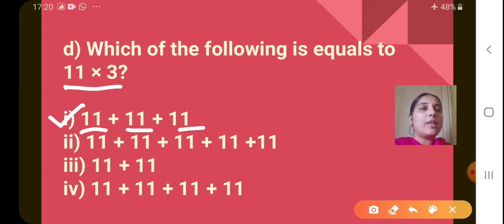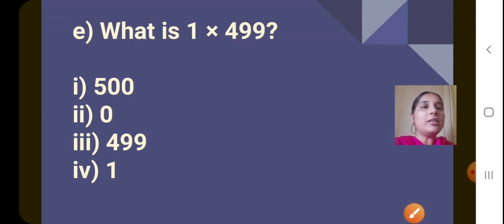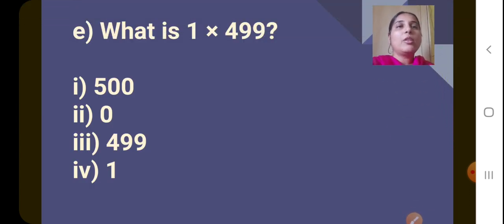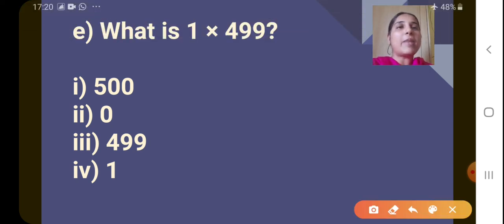Okay. Now let's see question number E. So what is 1 multiplied by 499? So what will be the answer, children? Very easy it is. Any number multiplied by 1, what does it give? That number itself. So 1 multiplied by 499, what will we get? 499 only. So option number 3 is the correct answer.